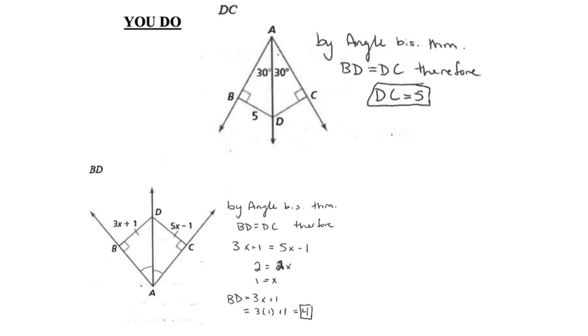So the first question, to solve for DC, the angle bisector theorem tells us BD is equal to DC. Therefore, they have the same measure, which is 5, right? So DC is equal to 5.